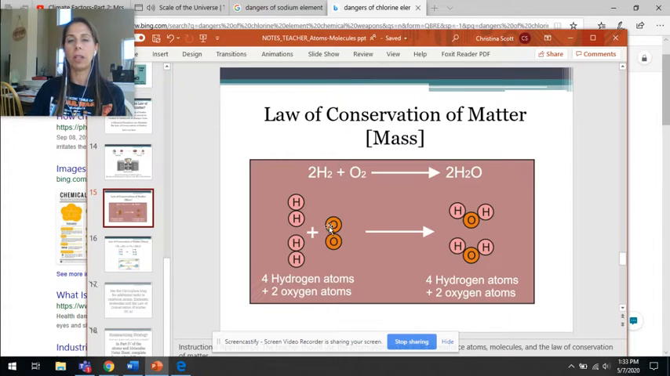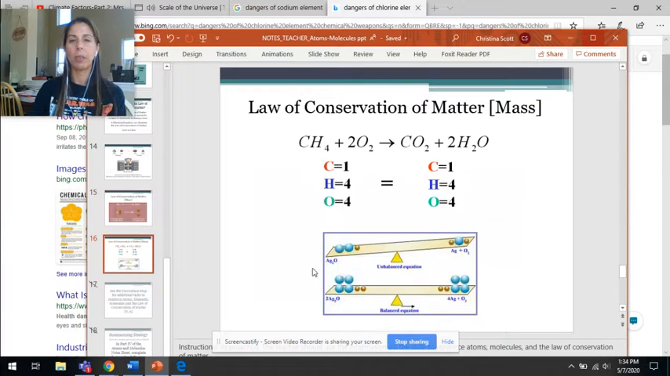Okay? You could see that you still have the same number of oxygens over here, and you still have the same number of hydrogen atoms over here. Okay, so therefore, energy is neither lost nor destroyed; it just changes its form. That's it. And you'll hear that a lot when you get into high school too.